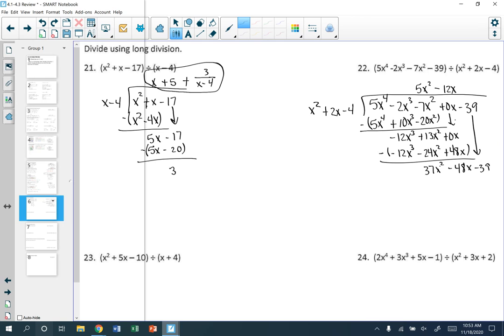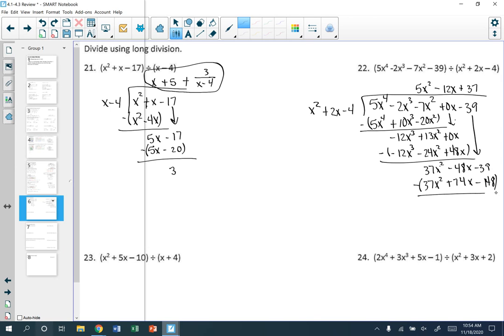Now I need to get to 37x squared. I already have x squared, so I'm going to go ahead and plus 37. So then I get 37x squared. And then 37 times 2x gives me 74x. So I have plus 74x. And then minus 37 times 4 is 148.